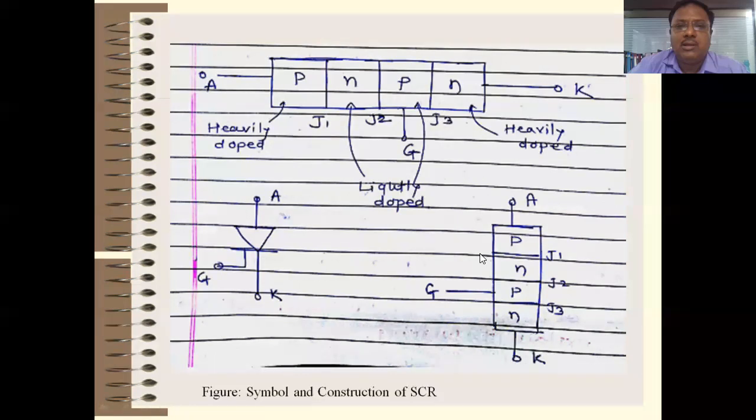Okay, so this SCR consists of 4 PN layers. The first P layer is heavily doped, the second N and P, or middle NP layers, are normally lightly doped, and the last N layer is also heavily doped. We already discussed that in the last lecture. This device is a unidirectional device, so current can flow only from anode to cathode, and that current through the anode to cathode is controlled by the terminal called the gate. That is the third terminal.